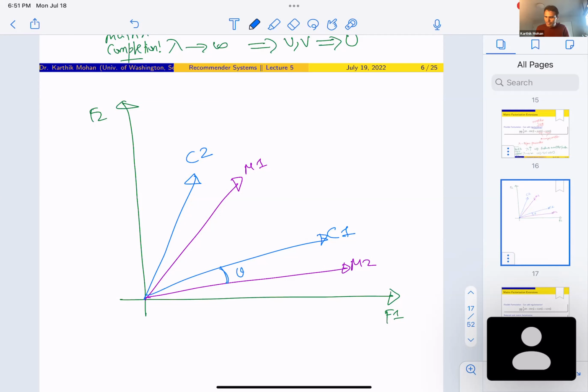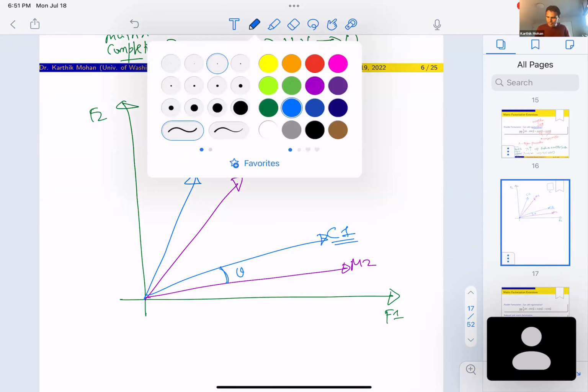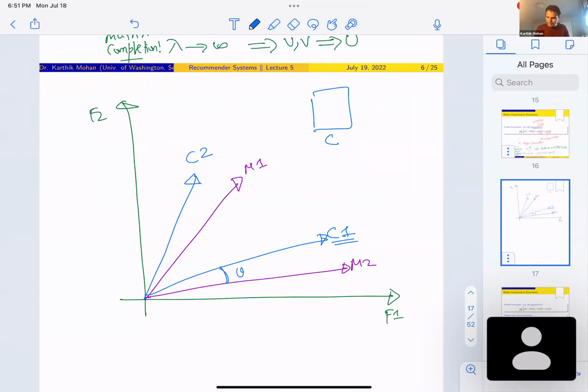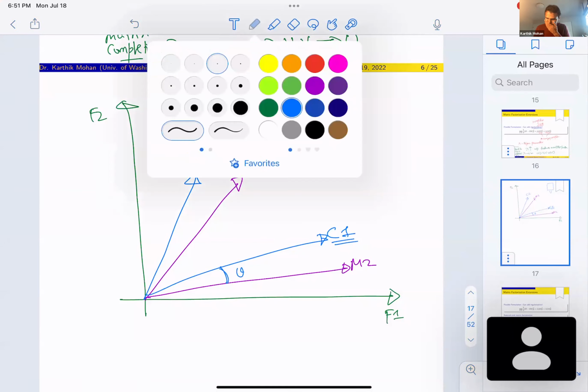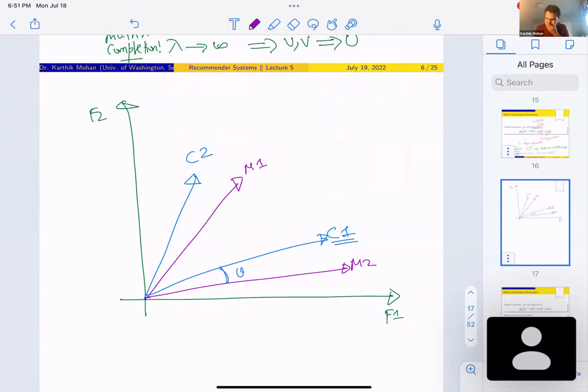So what have we done here? We've taken the customer, the row of the C matrix. This is the C matrix. Actually, we want to use U here. This is U. And then let's keep using U and V, right? So we used U and V. Okay, so C1 is going to be this. This is C1.